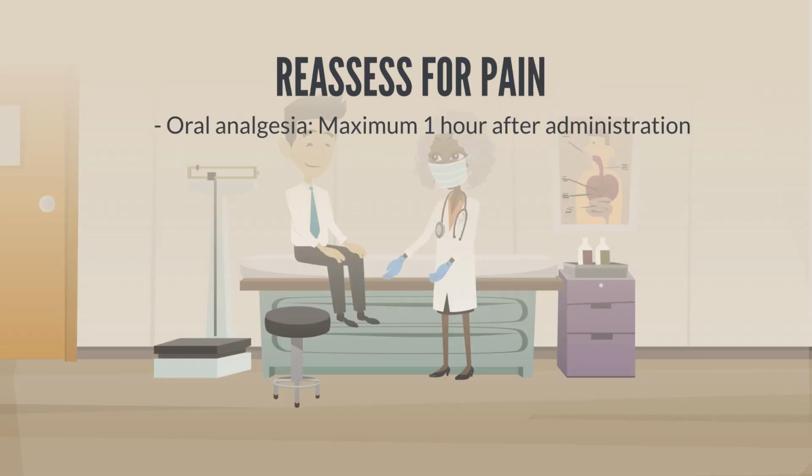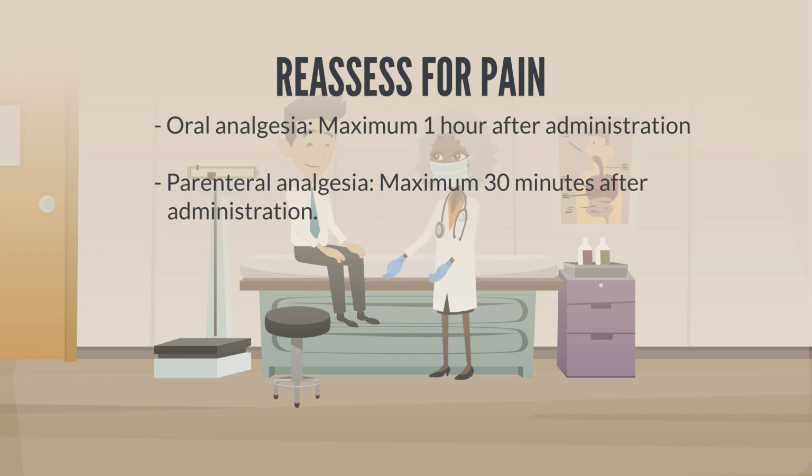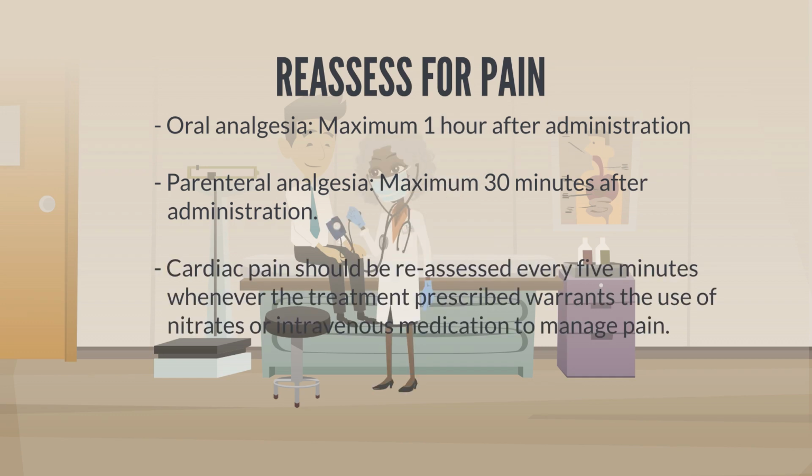Reassess for pain. Oral analgesia, maximum 1 hour after administration. Parenteral analgesia, maximum 30 minutes after administration. Cardiac pain should be reassessed every 5 minutes whenever the treatment prescribed warrants the use of nitrates or intravenous medication to manage pain.